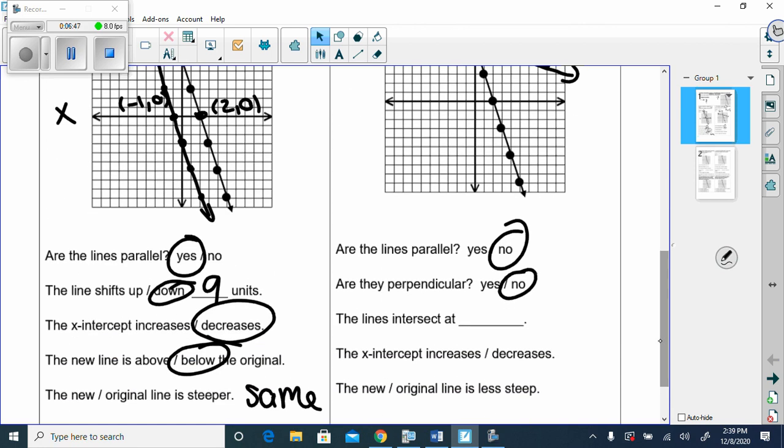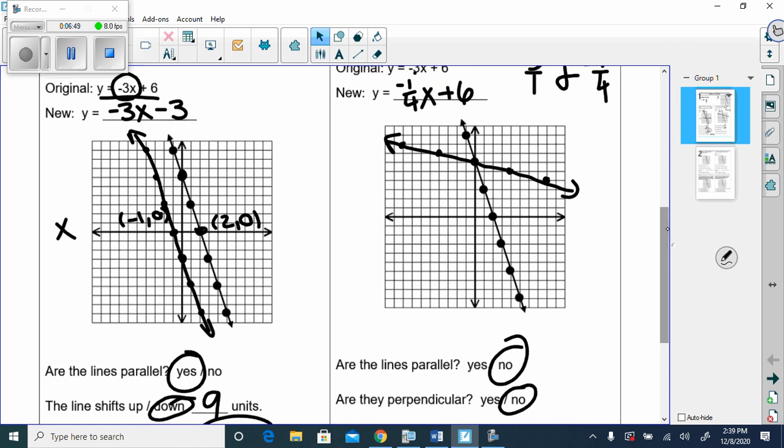And then it asks where these lines intersect. So what was the coordinate? 6. Very good. They intersect at the y-intercept.